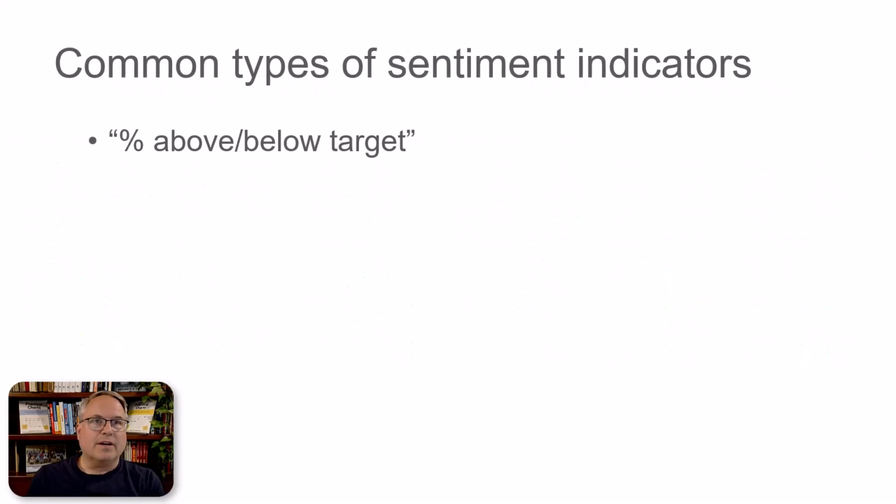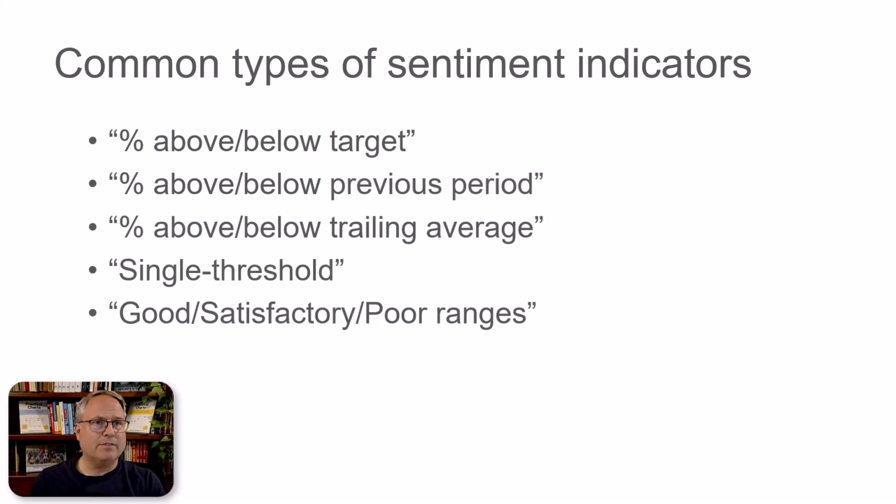And so there are actually several of these types of what I call sentiment indicators. We just saw one of them, right? Percentage above below target, but there are, of course, versus previous period, versus trailing average, single threshold, good, satisfactory, poor. And actually all of these have similar problems, right? They basically flag everything all the time. And it's quite difficult to tell what actually requires attention or not. Is there a better alternative?